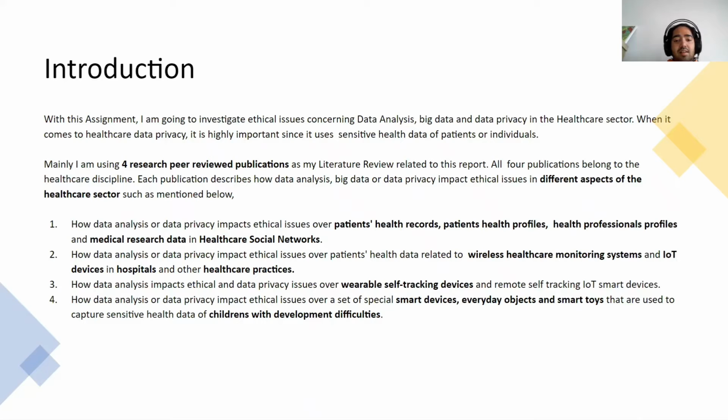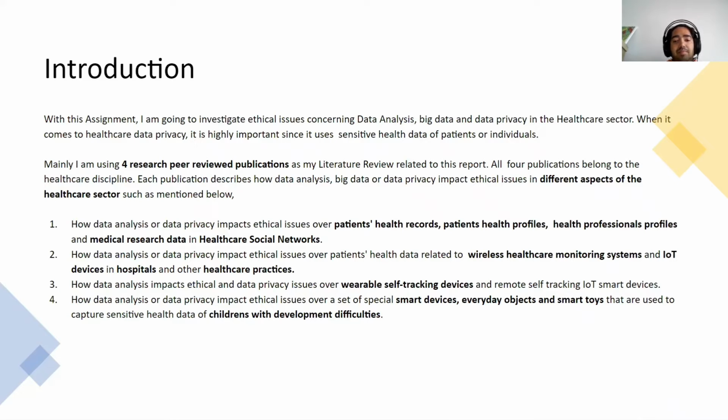And the third one is about self-aware tracking devices like smart watches and smart apps using smartphones to track our health records like pulse rate and areas related to health. That one is also concerning privacy. So here I'm discussing that.